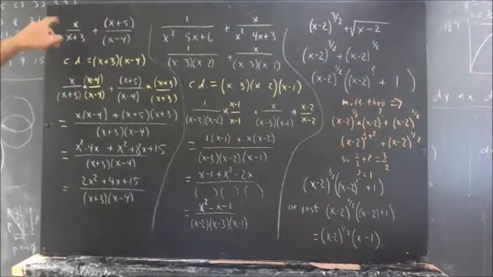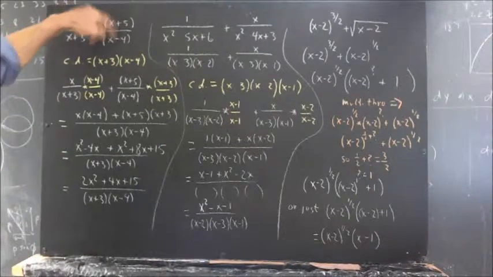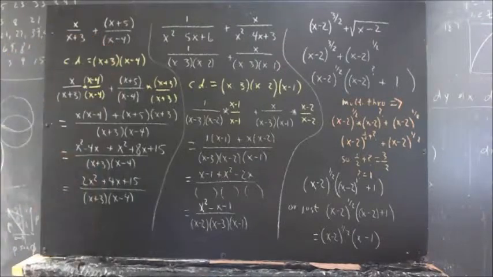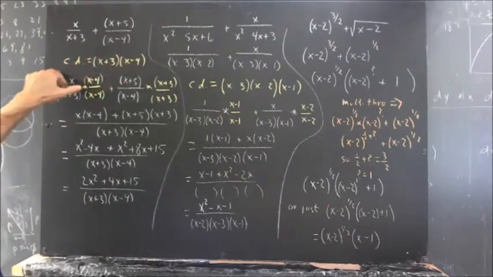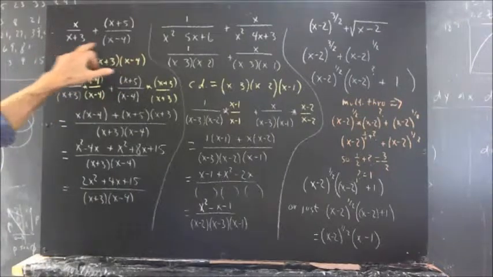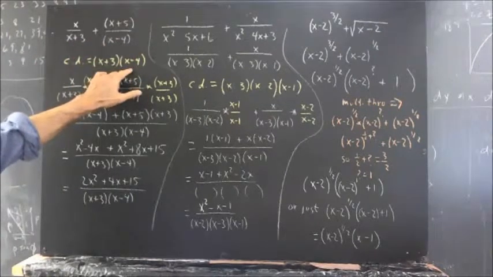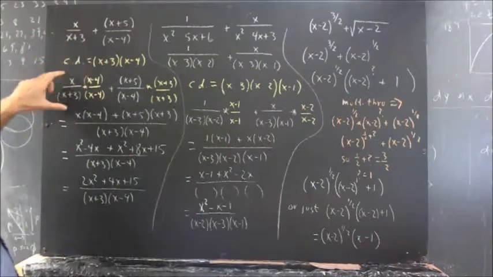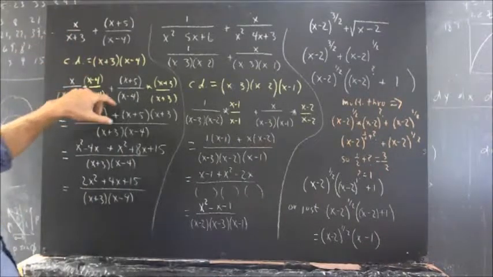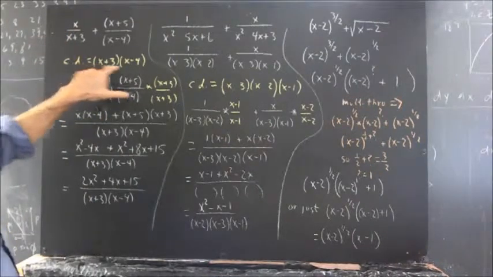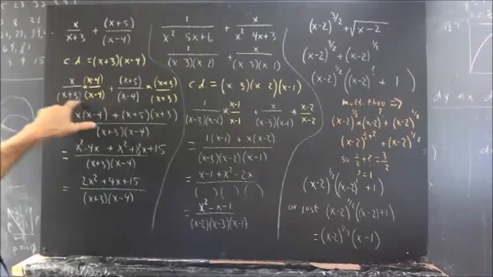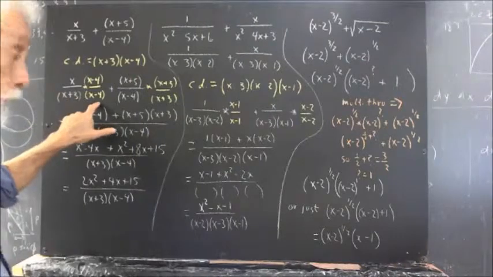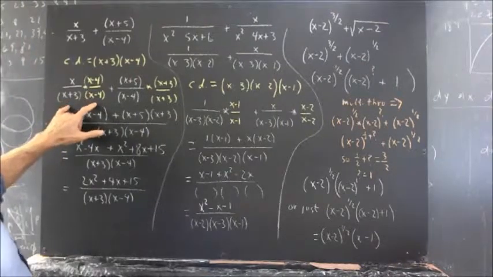We want to add x over x plus 3 to x plus 5 over x minus 4. In order to add these, we have to find a common denominator. The common denominator is x plus 3 times x minus 4. So now we want to write x over x plus 3 with a denominator x plus 3 times x minus 4. In order to do that, we're going to have to multiply x plus 3 by x minus 4. That'll give us the denominator that we want.